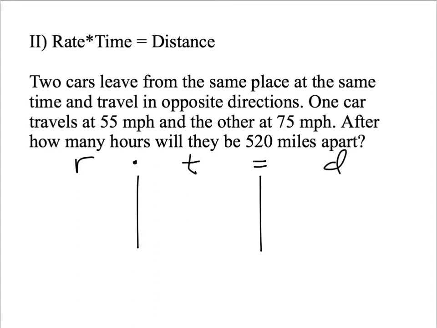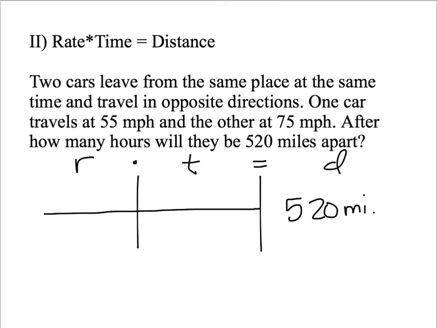Two cars leave from the same place at the same time and travel in opposite directions. One car travels at 55 miles per hour and the other at 75. After how many hours will they be 520 miles apart? Well, we already know the distance now. That's 520 miles. So I'm going to put that in the distance column.